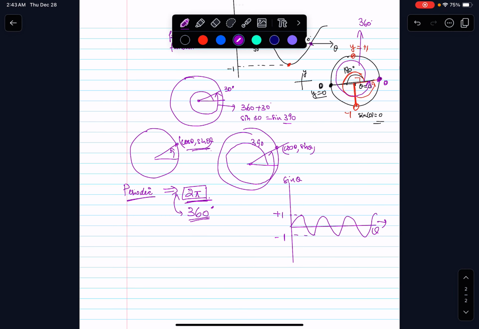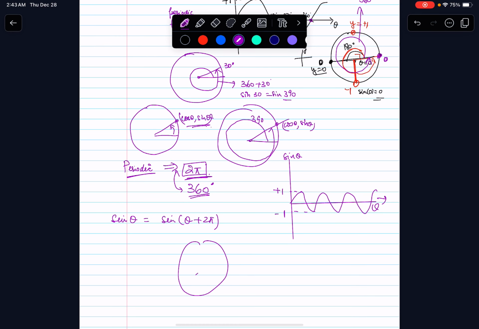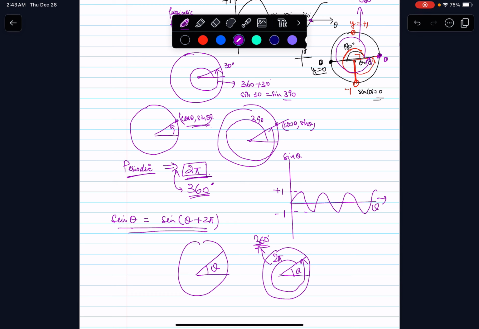And the other thing to note is, because it's a periodic function, sine of theta is actually just equal to sine of theta plus 2 pi, right? So if you go up to theta degrees, and then you add 2 pi again, 2 pi is just 360 degrees. So sine of theta is just sine of theta plus 2 pi. Or in this case, sine of theta is sine of theta plus 360 degrees.